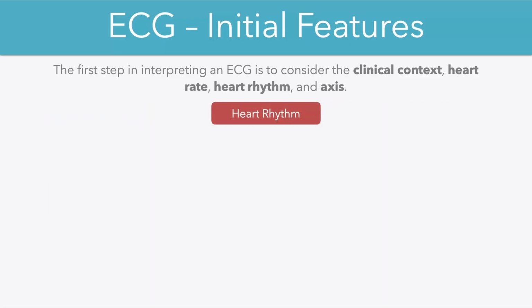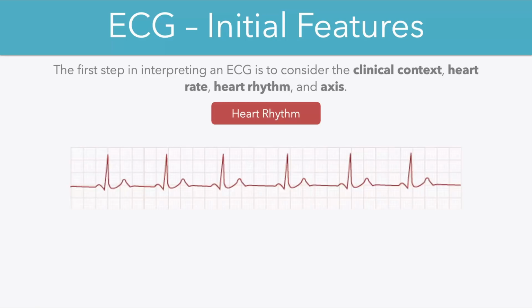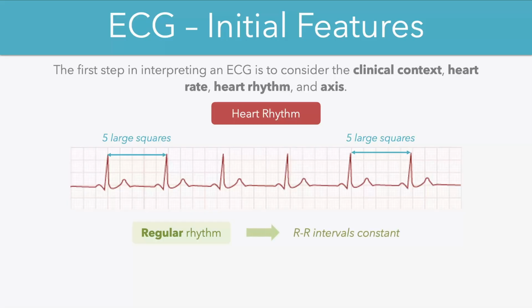Let's now move on to see how we can assess the heart rhythm on an ECG. We kind of touched upon this earlier, but the main way that we do this is by measuring the distance between the peaks of the QRS complexes, otherwise known as the RR intervals. For example, in this case you can see that there are 5 large squares between the QRS complexes, and this pattern is constant, which suggests that this is a regular rhythm.